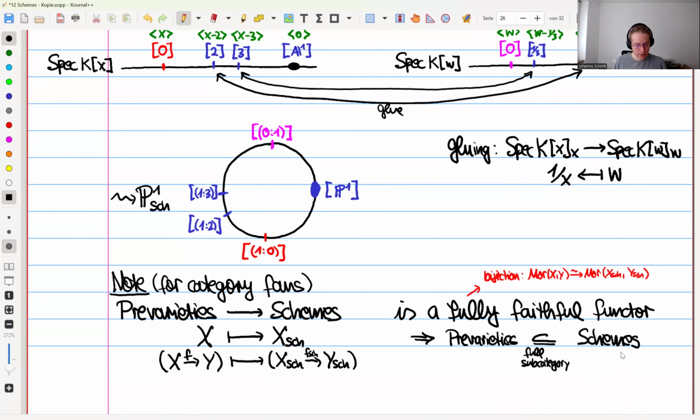Okay, so that was everything I want to say about how to import this. And now we're going to make this a bit more precise in the coming videos, and show how you recognize, if you are given a scheme, whether it sits inside this subcategory here. How do you recognize the prevarieties inside these schemes? So that's the next thing.